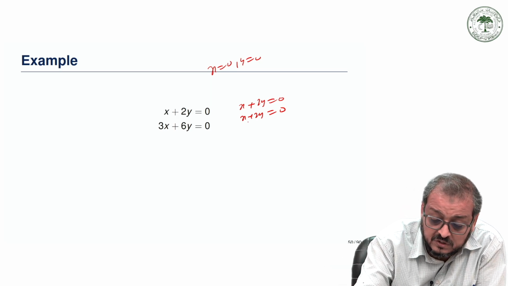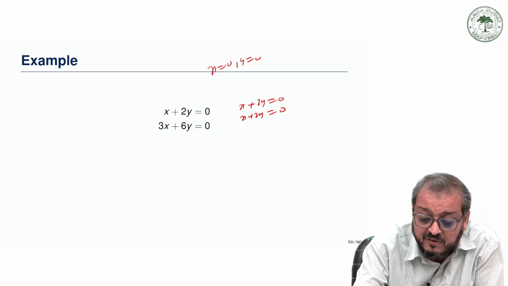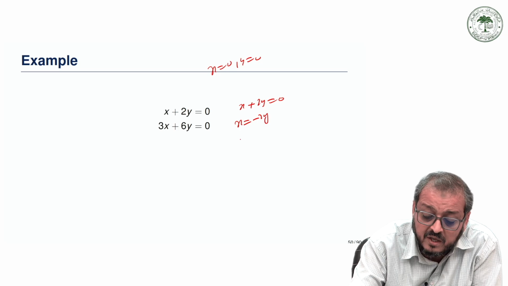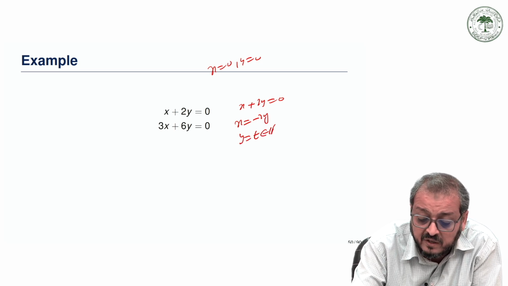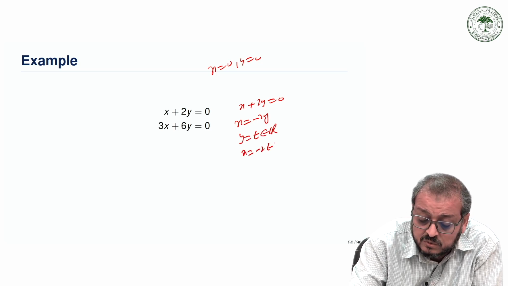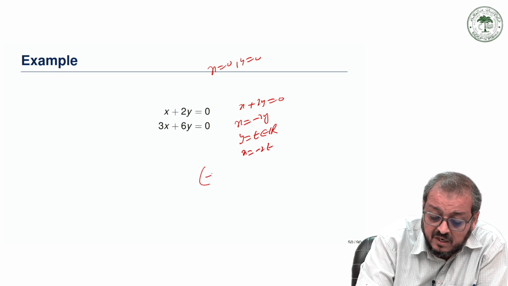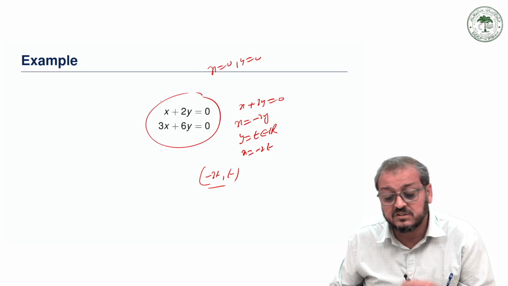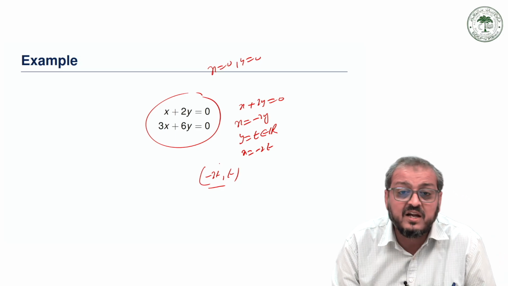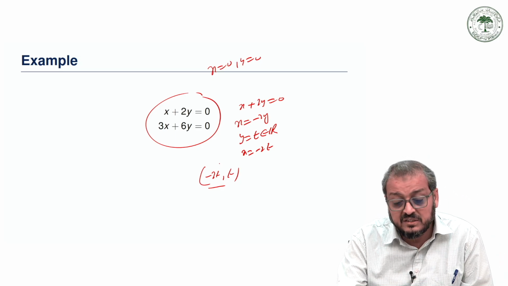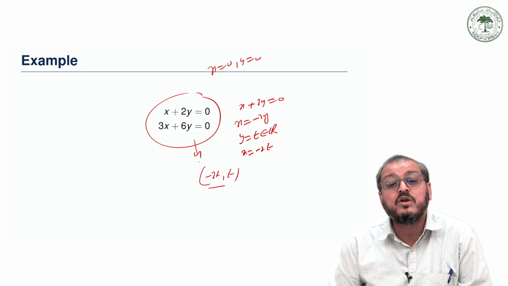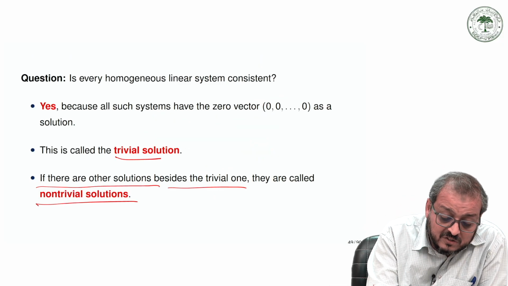Since these two equations coincide, there are infinitely many solutions, and clearly x is equal to minus 2y. If we take y equal to t, where t is any real number, then x is equal to minus 2t. So the solution is (minus 2t, t), such that t is any real number. This is the solution of this homogeneous system of linear equations, and there are infinitely many solutions, which means this system has a non-trivial solution.